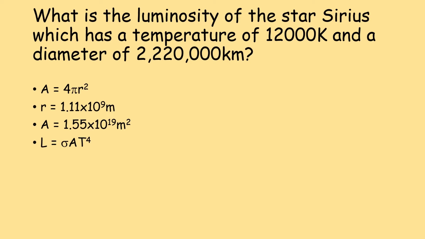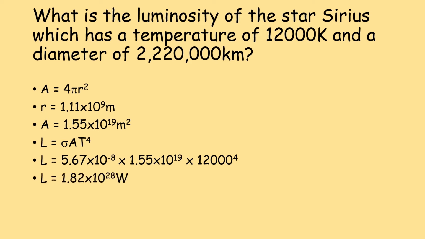We substitute this into the Stefan-Boltzmann equation. The luminosity is given as the Stefan-Boltzmann constant multiplied by the surface area multiplied by the 4th power of the temperature. So we simply plug in all of those numbers. 5.67 times 10 to the minus 8 times 1.55 times 10 to the 19. I'm used to saying 1.6 times 10 to the minus 19 so much. Times 12,000 to the power of 4. And this gives you a luminosity of 1.82 times 10 to the 28 watts. So if you compare that with some of the wattages of the stars that we looked at in the previous video, you can see that Sirius is quite a bright star, which is not surprising given that its temperature is 12,000 Kelvin and it's pretty darn big.